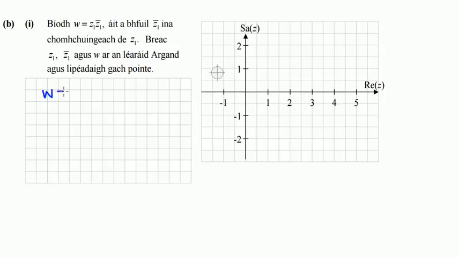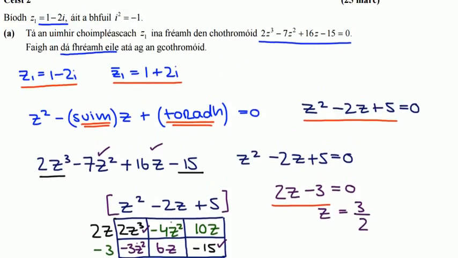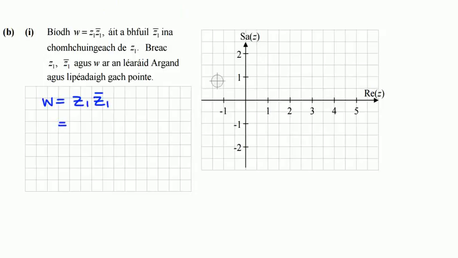On to part B. We're told that w is equal to z1 multiplied by the conjugate of z1, and for us to plot these 3 points on the Argand diagram. First thing we need to do is find w, but we've already done this in part A because we multiplied z1 by the conjugate of z1 in order to find the product, which is the constant of the quadratic. So if we just look back up, it's already done. Our w is equal to 5.